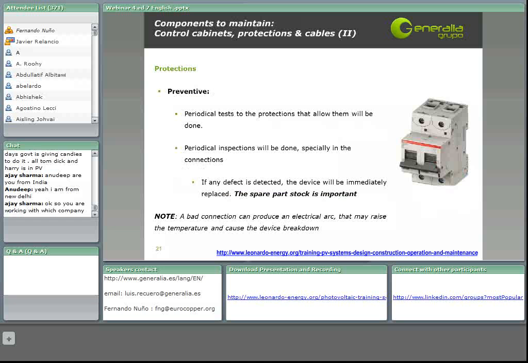We will see it later, but the spare parts stock will depend on the cost of these parts. So it is very important to have protection elements, not a lot, but just in case that one of them fails.